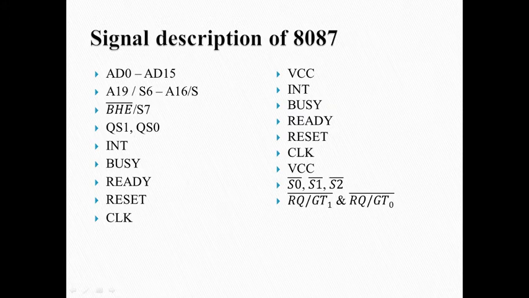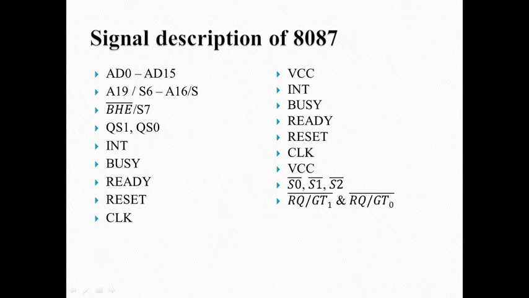Next, A19/S6 to A16/S3. These lines are time multiplexed address or status lines. They function in a similar way to the corresponding pins of 8086, and S6, S4 and S3 are permanently high while S5 is permanently low. Next, BHE bar and S7. During the first clock cycle, BHE bar is used to enable data onto the higher byte of the 8086 data bus, and after that it works as the status line S7.